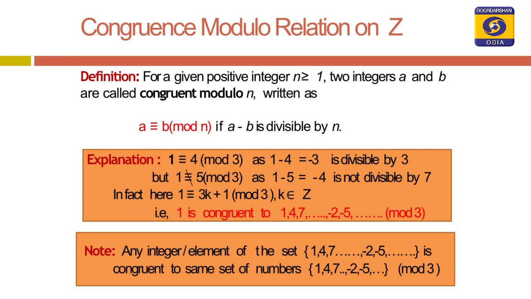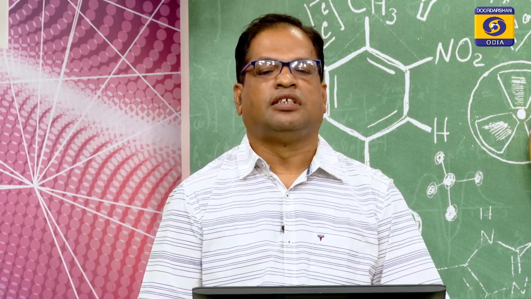So, today we discussed relation, reflexive relation, symmetric relation and transitive relation and equivalence relation. Equivalence relation is nothing but a relation which is reflexive, symmetric and transitive. Also, we discussed some examples of equivalence relation, and one important example, also congruence modulo relation on Z.